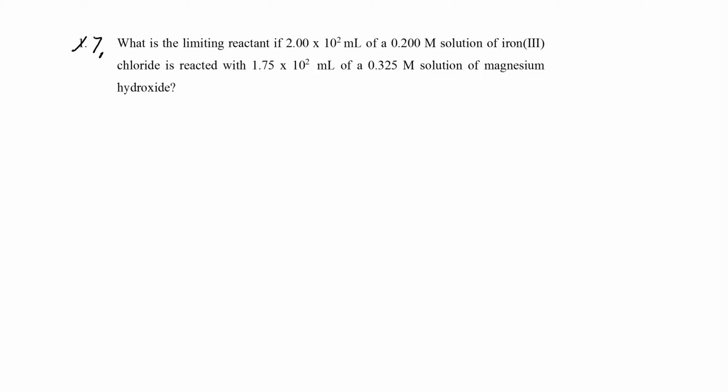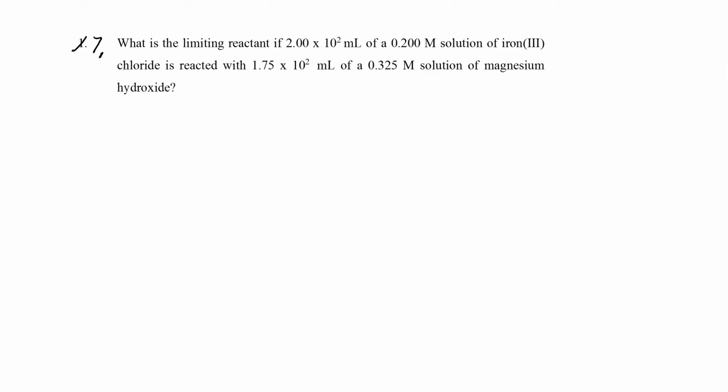What is the limiting reactant if 200 milliliters of a 0.2 molar solution of iron(III) chloride is reacted with 175 milliliters of a 0.325 molar solution of magnesium hydroxide? A limiting reactant problem that we already learned. We're going to have to deal with moles on this. We don't have to worry about grams at all.